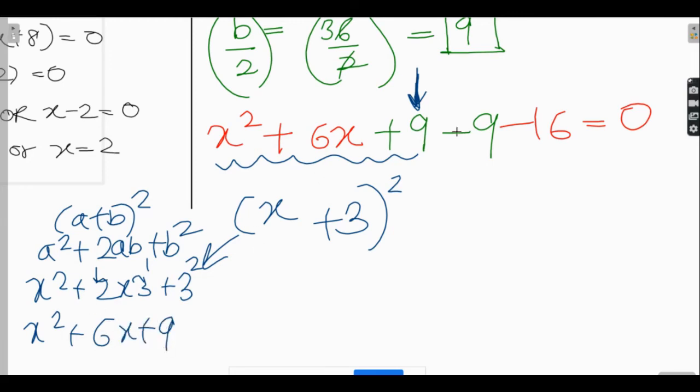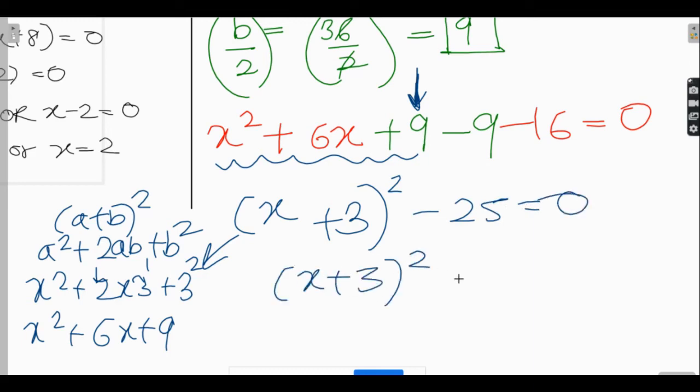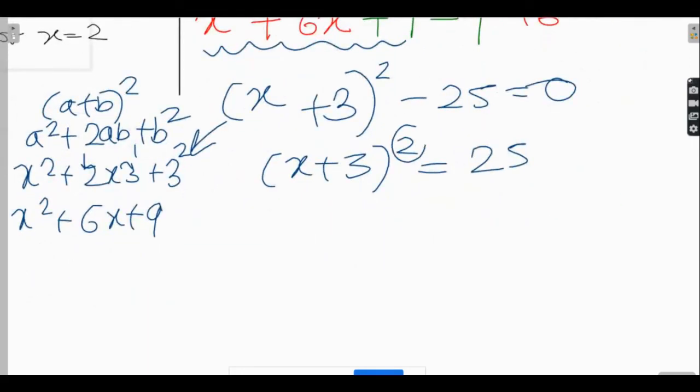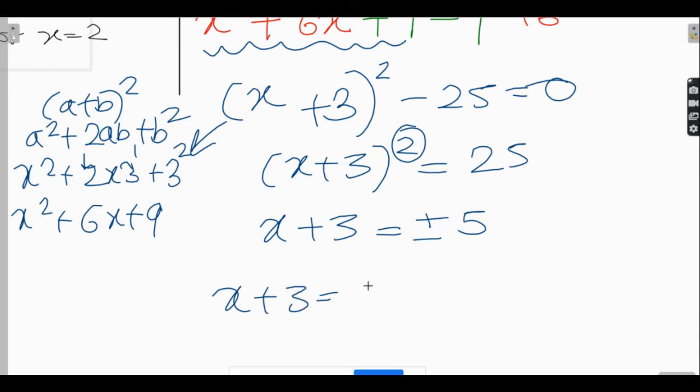See, it is the same, right? So I can write this term as this. Now, minus 9 minus 16 is minus 25. So (x plus 3) square plus minus 25 goes that side, becomes plus 25. Square goes that side, becomes square root. So square root of 25 is 5. But when you put square root, plus and minus sign comes. So x plus 3 is equal to plus 5, or x plus 3 is equal to minus 5.